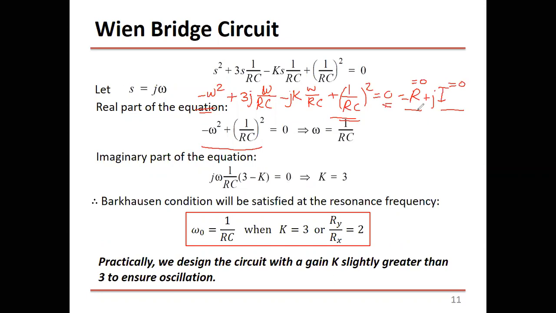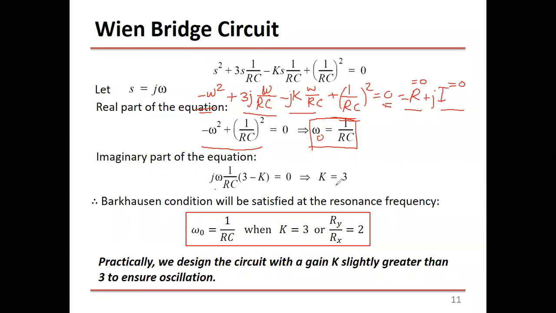This is the idea. So if you equate this with 0, you will find minus omega squared plus 1 over RC all square equals 0. That gives you omega 0, or this specific frequency, equals 1 over RC. So the frequency of oscillation is 1 over RC. To make this happen also, you have to equate the imaginary part. This one is the imaginary component and this one is the imaginary component. So if you add them together, you will have j omega over 1 over RC times 3 minus K equals 0. And you solve for this.